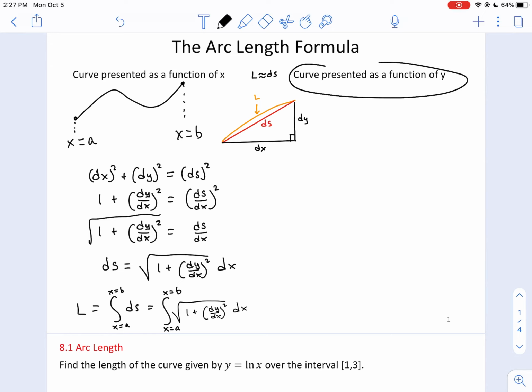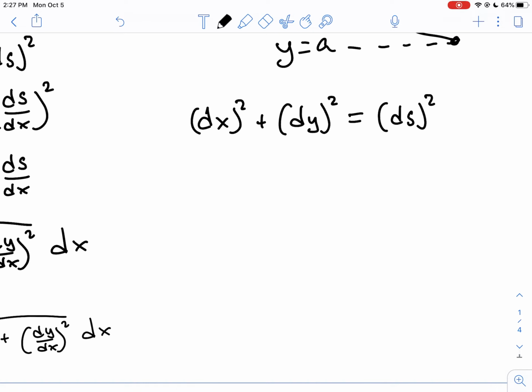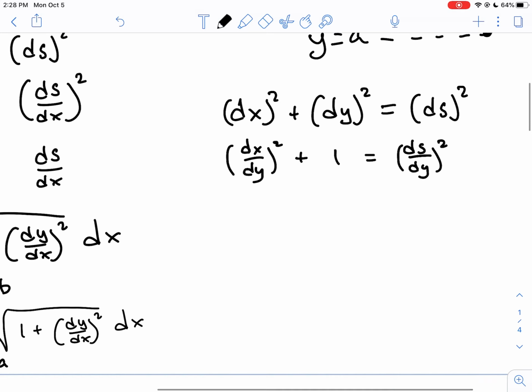Suppose your curve is presented as a function of y, so something that passes the horizontal line test but not necessarily the vertical line test. Well, here you want to establish the beginning y coordinate, y equals a, and the ending y coordinate, y equals b. Then we start with the exact same setup. So we start with the same Pythagorean theorem, but this time I'm going to divide everything by dy squared. So we have dx over dy quantity squared plus 1 is equal to ds over dy quantity squared. Then I'm going to square root both sides and then multiply the dy to the other side.